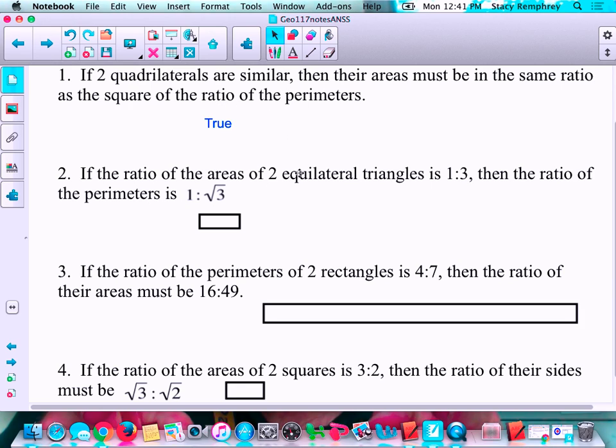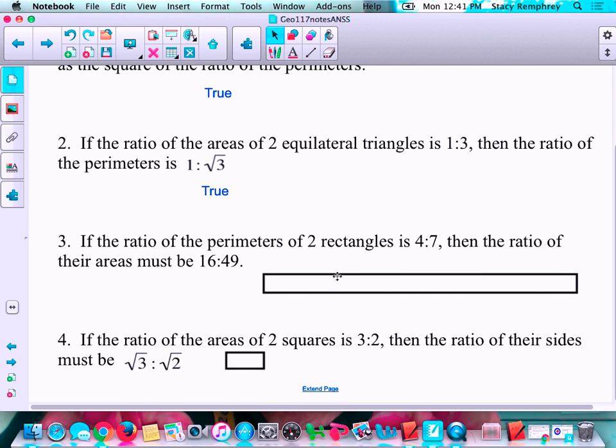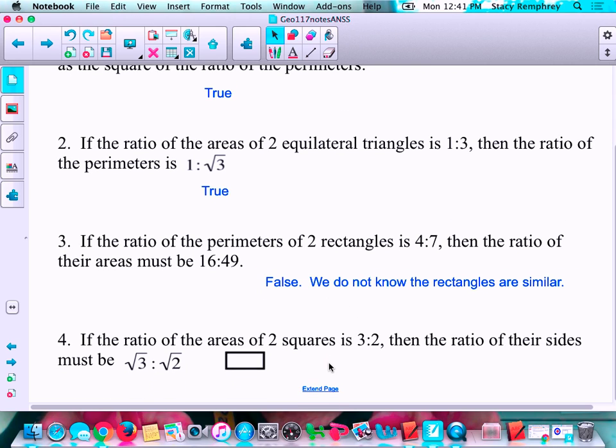If the ratio of the areas of two equilateral triangles, if these are equilateral, I know they're similar by AA similarity. If that's the ratio of their areas, that's the a squared to b squared ratio. The ratio of the perimeters is going to be the square root of that. So that is true.